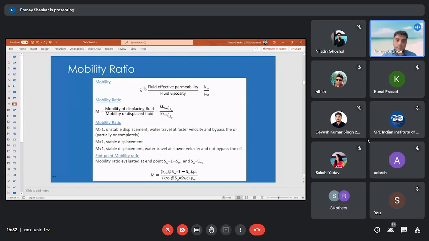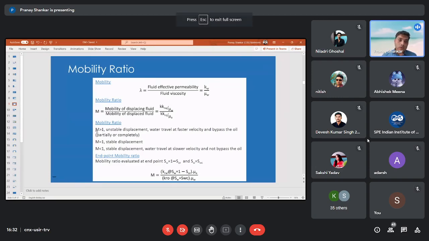So with this, you can now define mobility ratio, which is nothing but the mobility of the displacing fluid, like if you are doing water injection, the displacing fluid will be water, over the mobility of the displaced fluid, which is nothing but oil. So with the definition given here, you can define mobility ratio as K by mu of water over K by mu of oil. And as long as this mobility ratio is equal to or less than one, we can say that the displacement or any EOR that you implement will have a higher recovery.